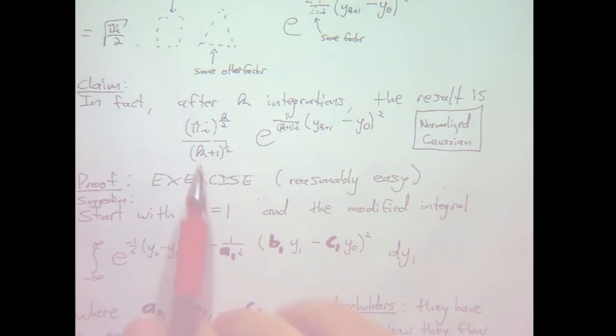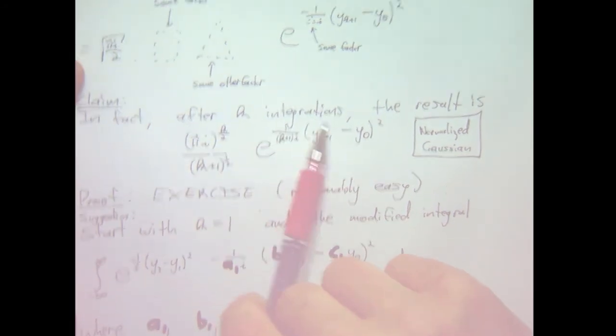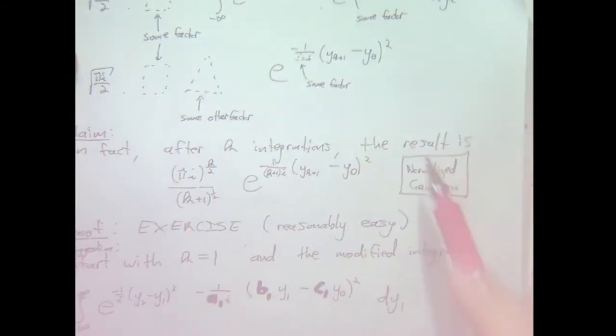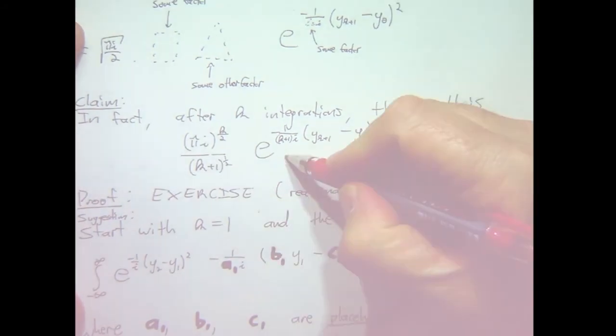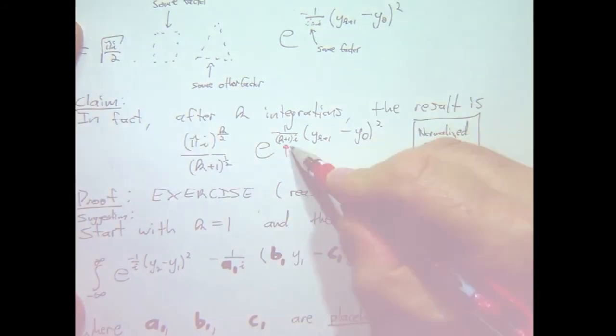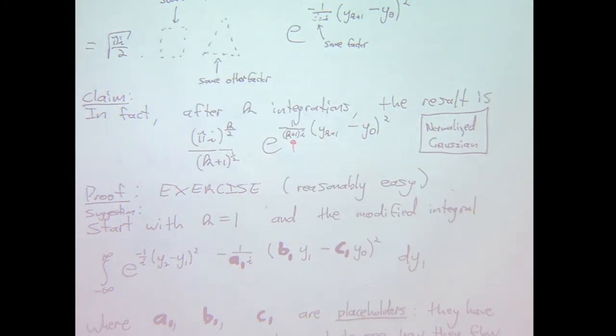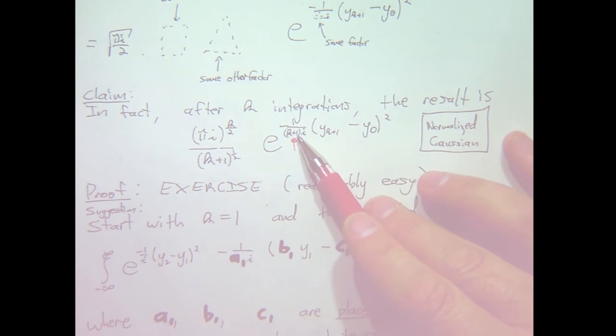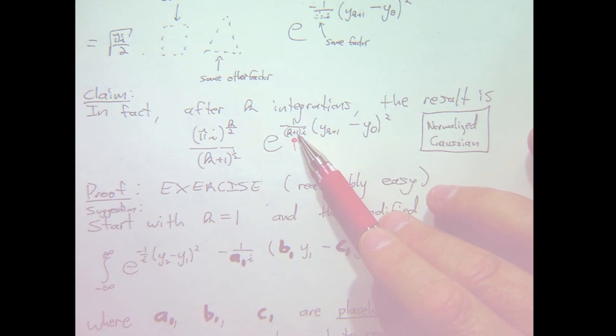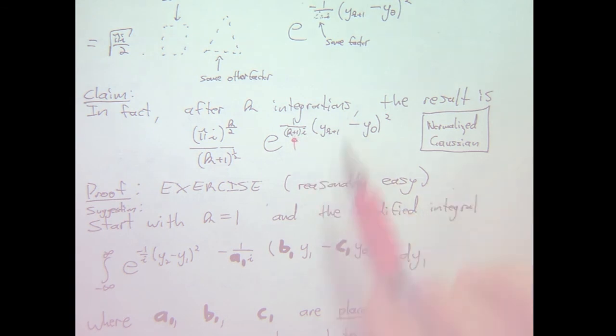Okay. In fact, after k iterations of this, the result is here. You get in the denominator of the exponent k plus 1 after k iterations. So after one iteration, which we calculated, you get 2. So that's 1 plus 1, which is right. After k, you get k plus 1. So the denominator there is increasing linearly with k.